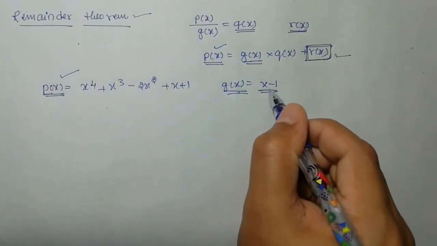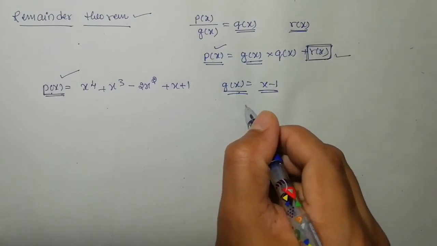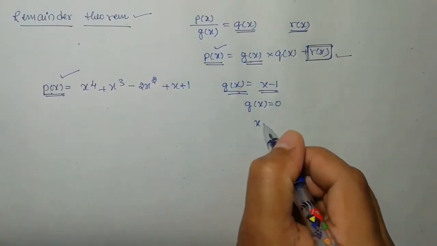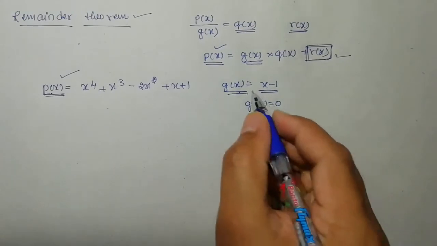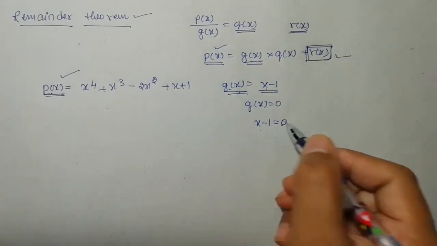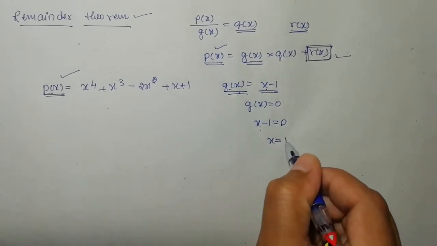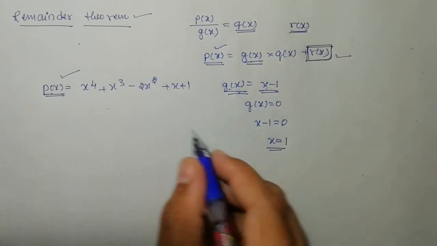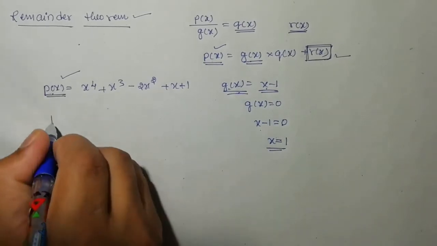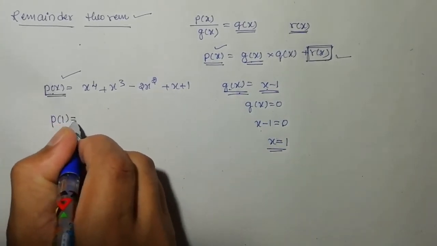Now g of x is x minus 1. If you equate g of x to 0, we get x minus 1 equal to 0, because g of x is equal to x minus 1. Then x will become 1. So now you need to place 1 in the place of x, because we got x is equal to 1, and I'm going to find out what p of 1 is.